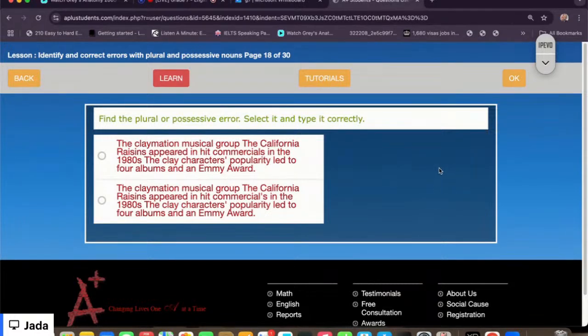So, the claymation musical group, the California Raisins, appeared in hit commercials in the 1980s. The clay characters' popularity led to four albums and an Emmy Award. So, what is the right one here? The first or the second?